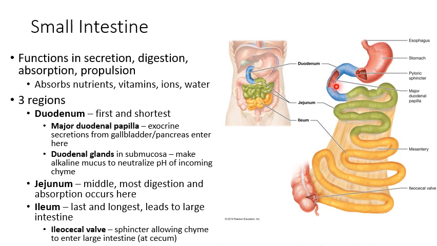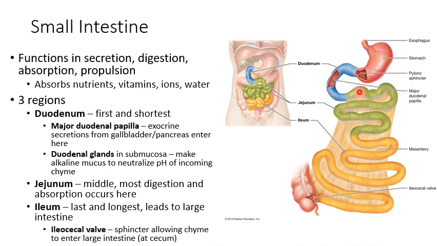You also have special duodenal glands in the submucosa of the duodenum, which are producing mucus that's unusually alkaline. It's very high in pH for mucus, and the purpose of that is just to neutralize any stomach acid that enters the duodenum from the stomach, which there's always going to be some of anytime chyme is passing into the duodenum.